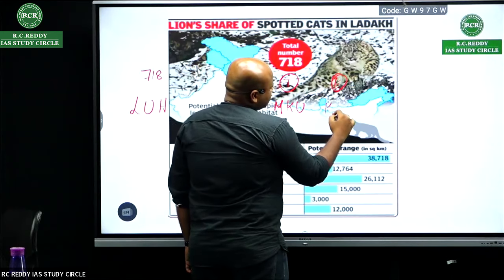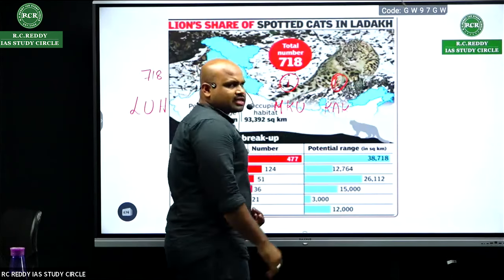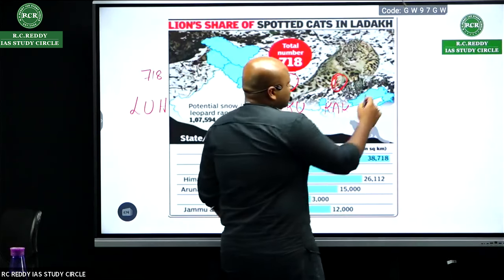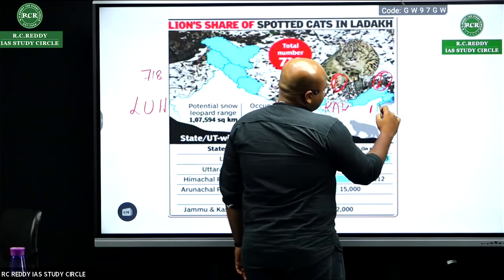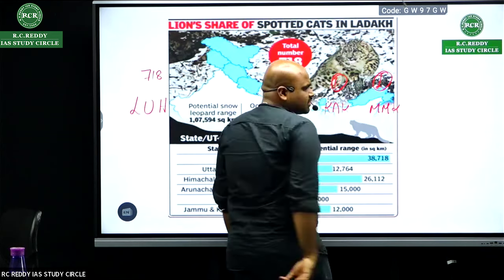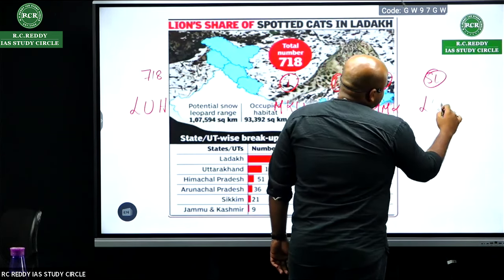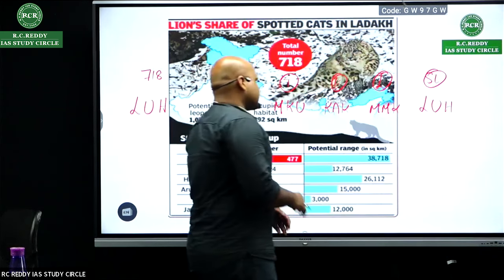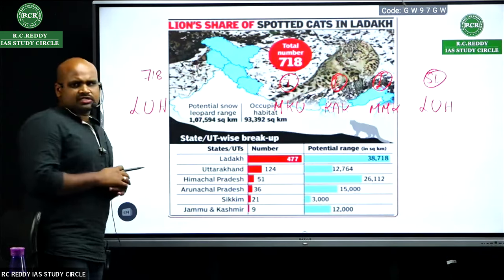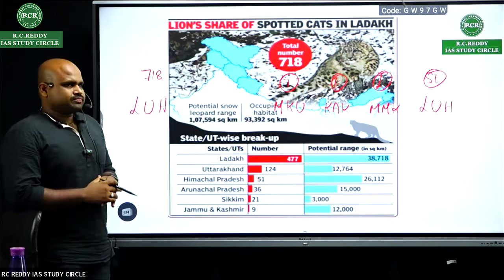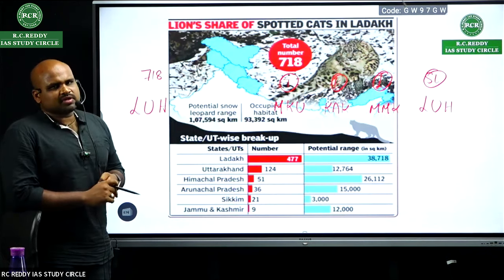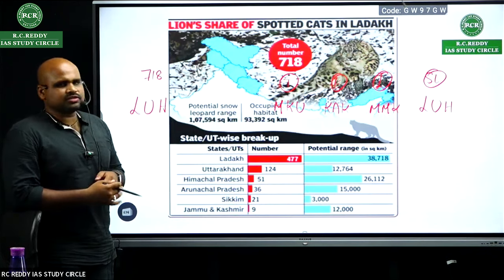Elephants with respect to KAK: Karnataka, Assam, and Kerala. Leopards with respect to MMK: Madhya Pradesh, Maharashtra, and Karnataka. Snow leopards with respect to LUH: Ladakh, Uttarakhand, and Himachal. I'd remember these four sequences.